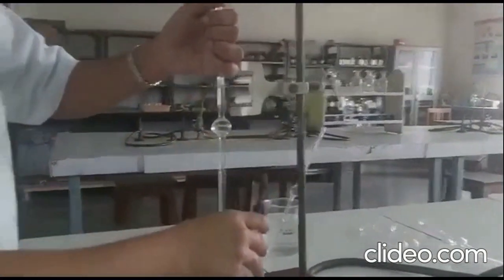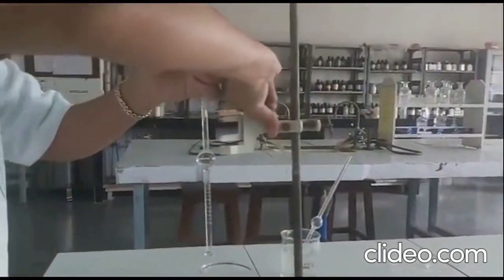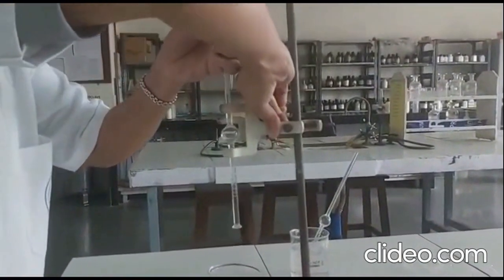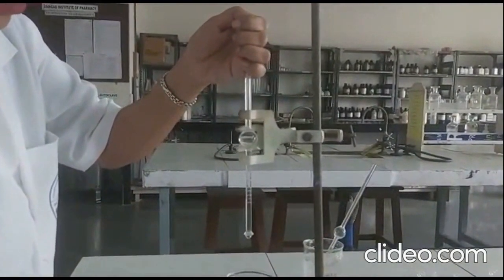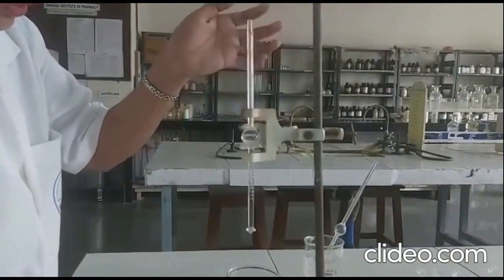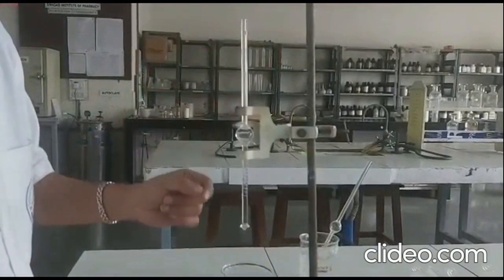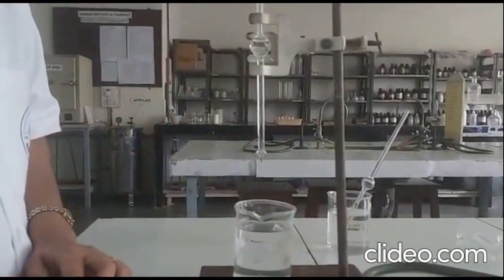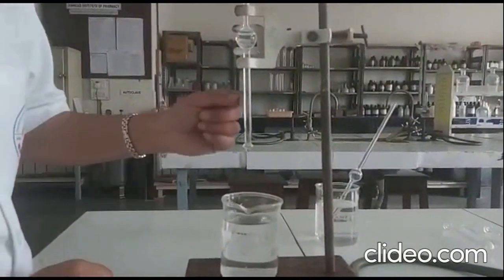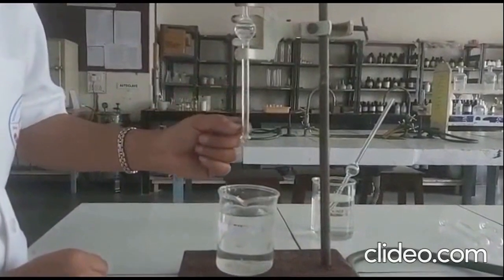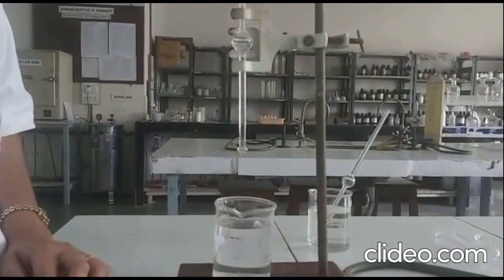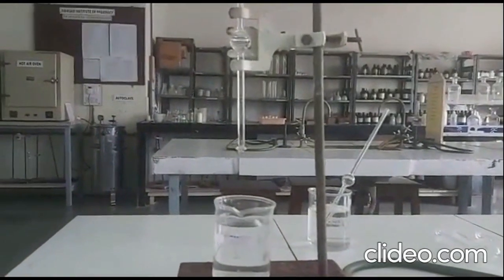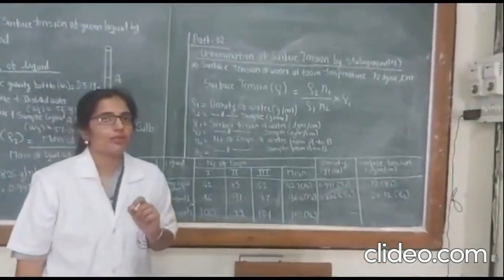Now I mount this stalagnometer on the stand. Okay, now I am releasing the drip. Now I have to count the number of drops falling from point A till point B. As this is a capillary, the diameter inside is very small, so you will get small droplets. So I have counted the number of drops of water.